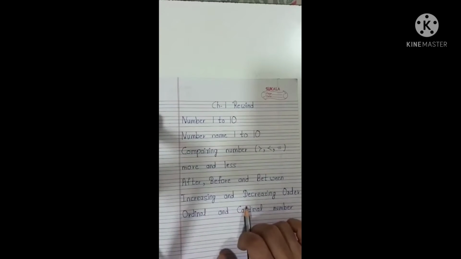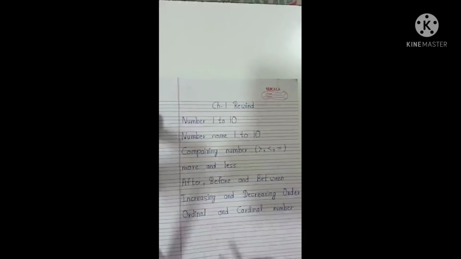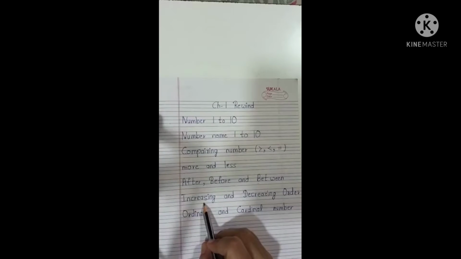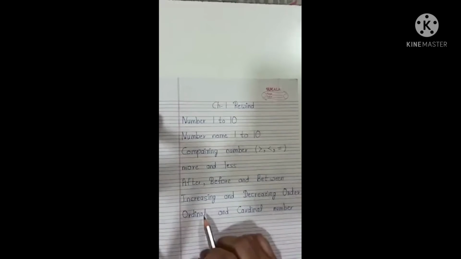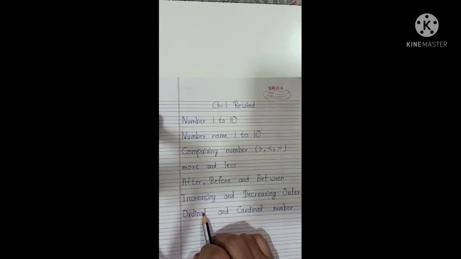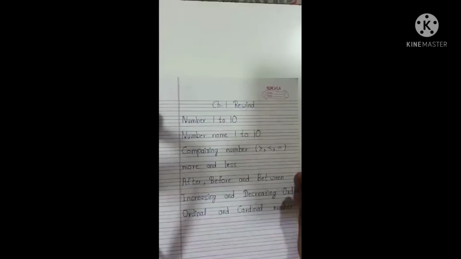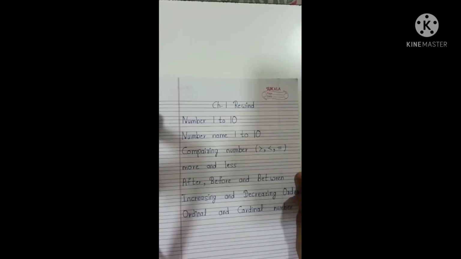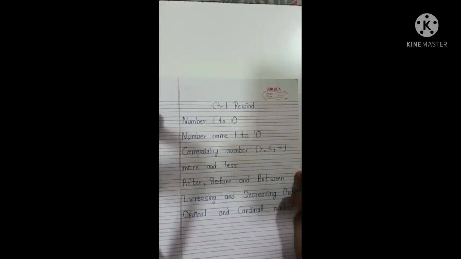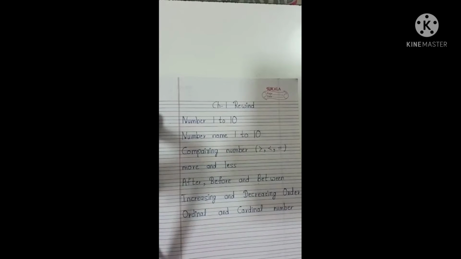Now increasing and decreasing order. In increasing order, we always arrange the numbers from small to big, and in decreasing order, we always arrange the numbers from big to small. Now ordinal and cardinal numbers. An ordinal number tells us about the rank, the position, or the order of the number, whereas a cardinal number tells us about the quantity of the object. So let's start the worksheet of chapter 1.